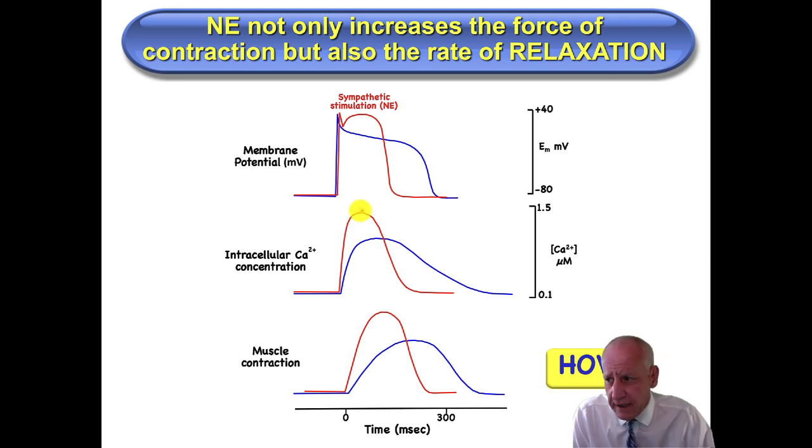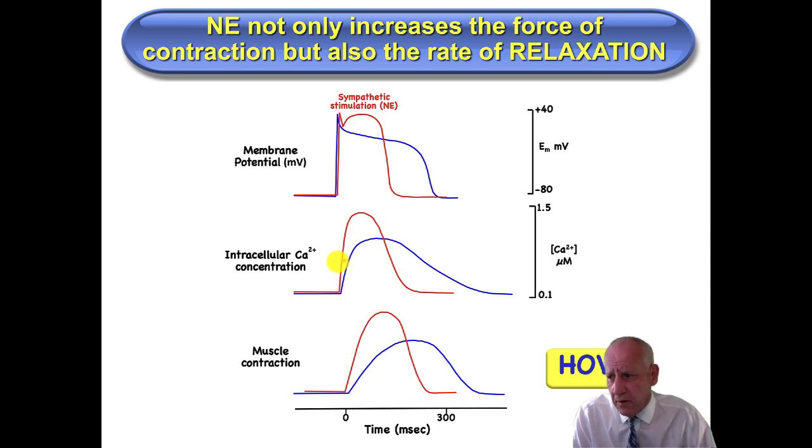Recall, here we see the release of calcium inside the myocyte in response to a membrane depolarization and the resulting contraction of the myocyte. So notice that under the influence of norepinephrine, the action potential is shorter, more calcium is released faster, and the calcium is resequestered faster. And as a result, the contraction is stronger and shorter. Think about how this might affect the pumping performance of the ventricle.